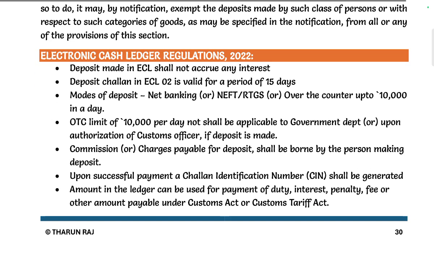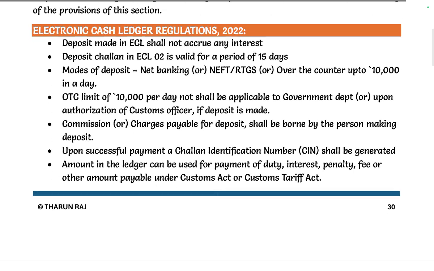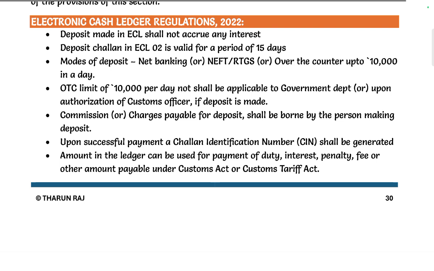Mode of payment: net banking, NEFT and RTGS; over the counter, 10,000 per day. The OTC limit of 10,000 per day shall not be applicable to government departments upon authorization by a customs officer. Deposits are made with the commissioner, and charges paid for the deposit shall be borne by the person making the deposit. Upon successful payment, a challan identification number can be generated.